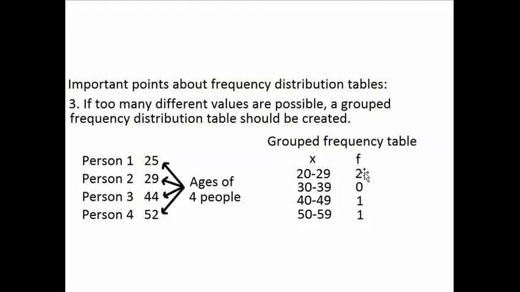But the fact that I have people in their 20s and all the way up to people in their 50s means that this has to be included, even though it has a frequency of 0. Remember, you don't want the x column to be skipping over values. I wouldn't want this to skip from 20s to 40s to 50s.